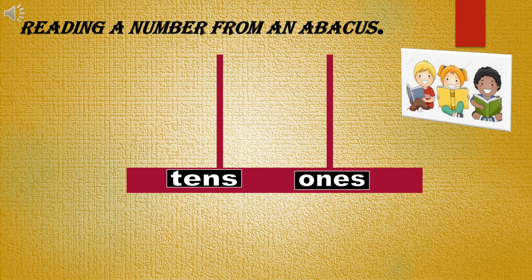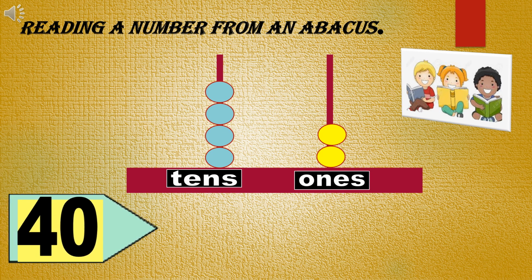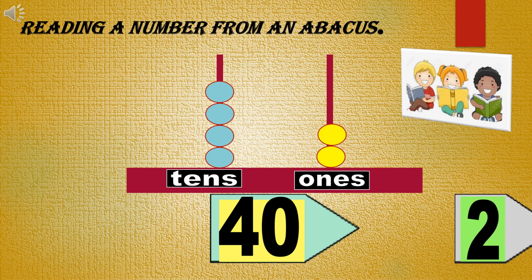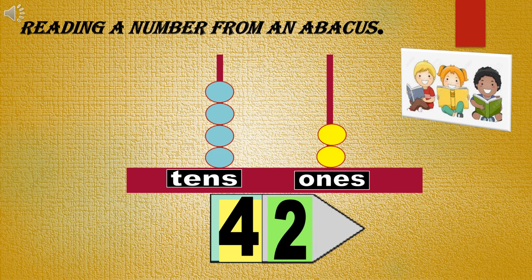Now children, let us learn how to read a number from an abacus. As you can see in the picture, there is an abacus with ones and tens rods. So let us see how many beads we are going to place in the first rod. Let us count 1, 2, 3, 4. So we have 4 tens. And we have 1, 2, 2 ones. So our number has 4 tens and 2 ones. That means our number is 40 plus 2, which is 42.